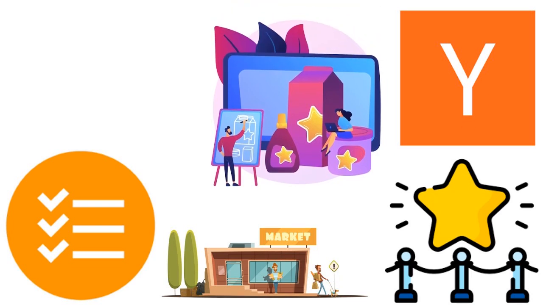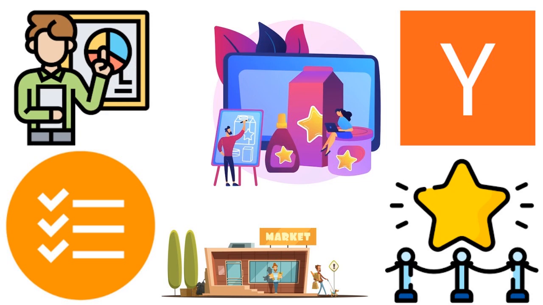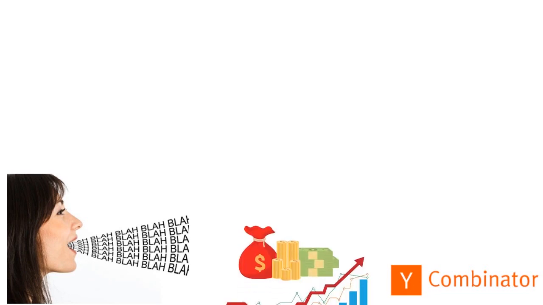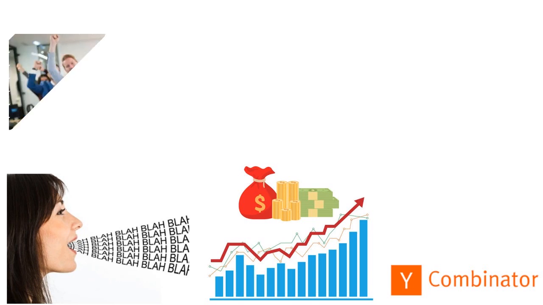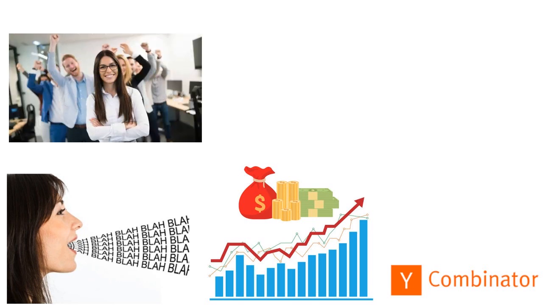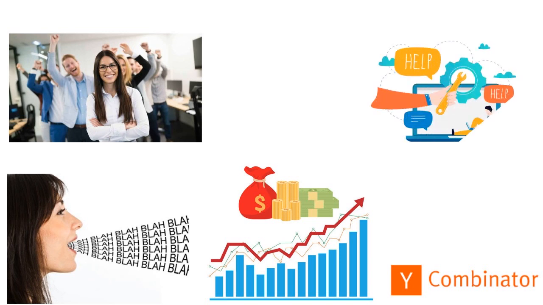So the traction slide, if you have it, should be a clear explanation of what you have accomplished since you started. So don't put a lot of words. When it comes to pitching your seed stage startup with Y Combinator, you want to be as visual as possible. Use a graph only if it's impressive. Don't try to confuse the Y Combinator team or investors. Use graphs if they help you convey your message more clearly.